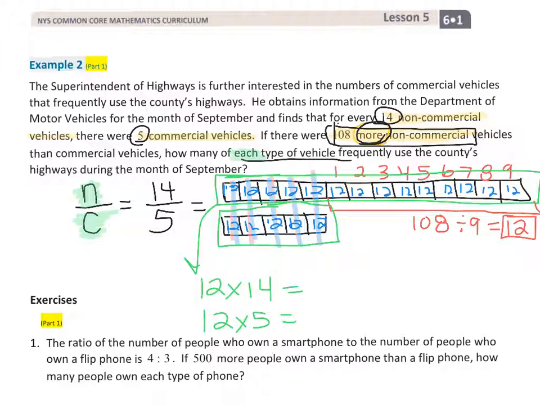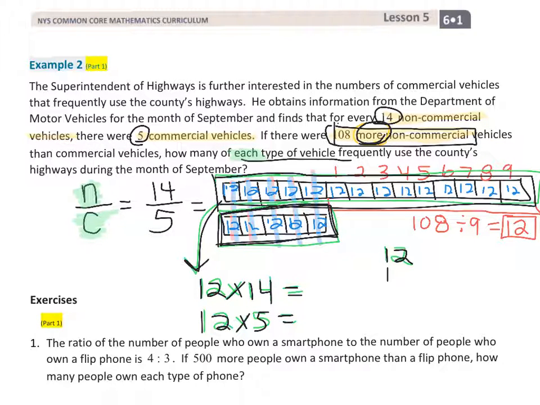So let's do 12 times 14. So we have 12 times 14. So 4 times 2 is 8. 4 times 1 is 4. Put a 0 as a placekeeper. 1 times 2 is 2. 1 times 1 is 1. And we're going to add those together. So we're going to get 168. So this equals 168.